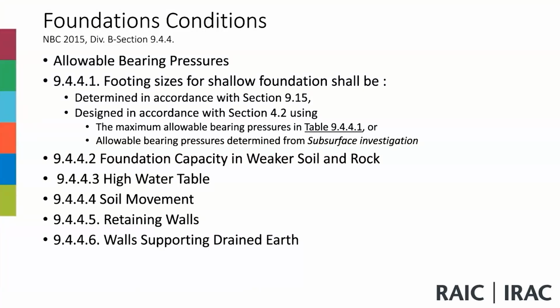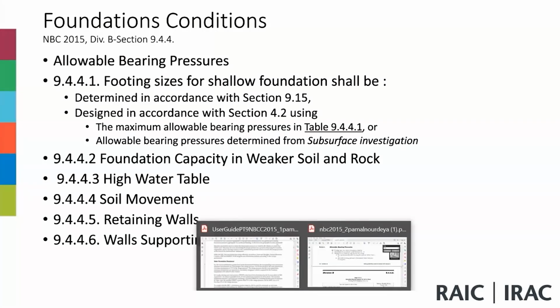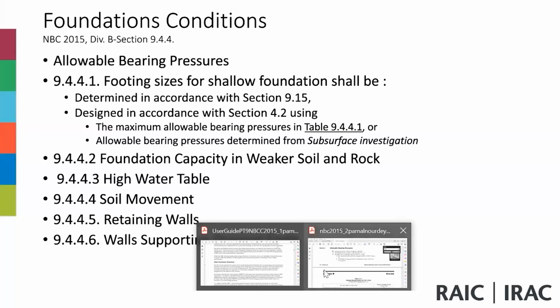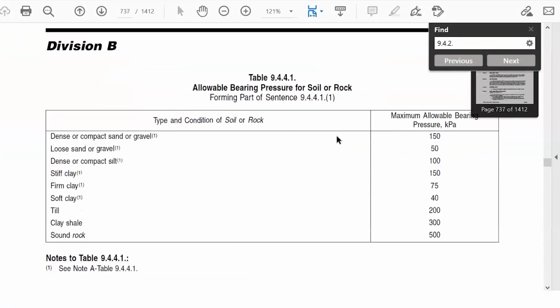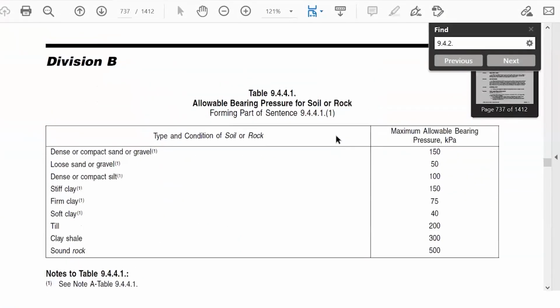So if we're looking for the maximum allowable bearing pressure in Table 9.4.4.1, let's see what that tells us. So based on the type of soil, what's the maximum allowable bearing pressure for clay shale? 300. Perfect, thank you.